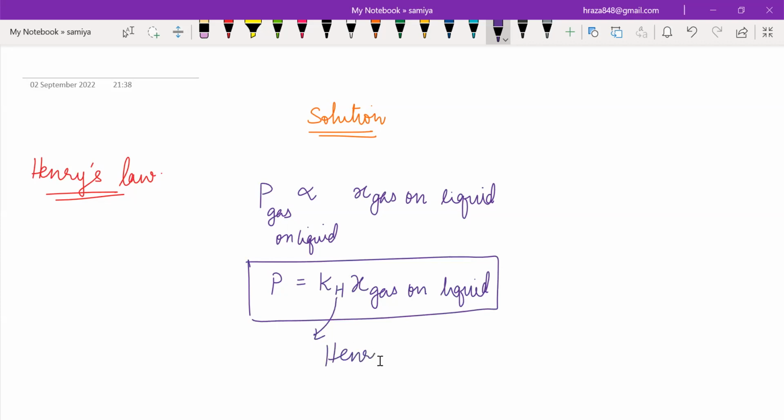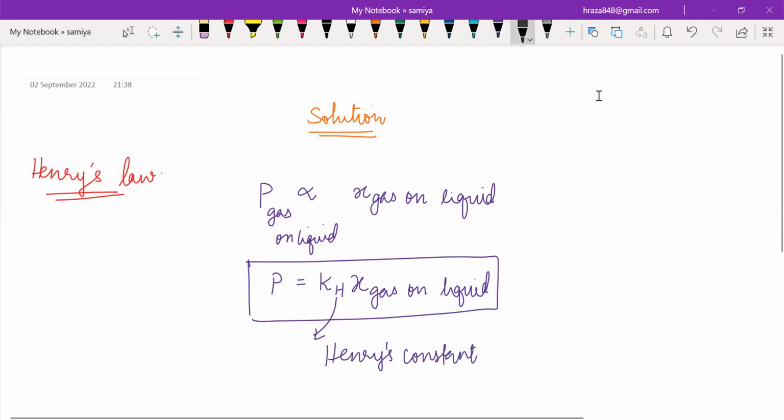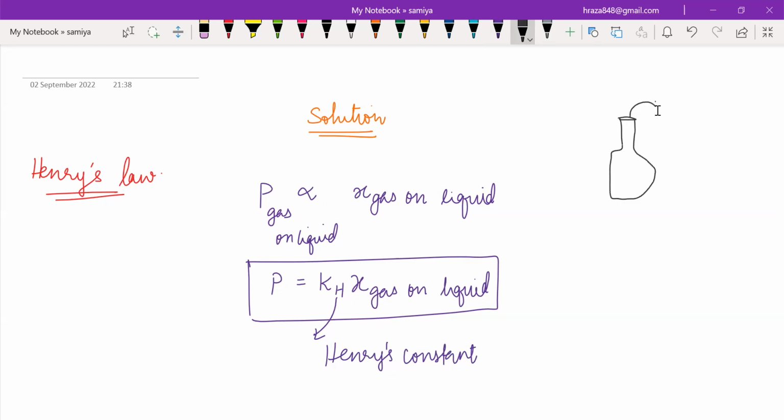This is Henry's constant. Now see, what I want to tell you is that you have seen a bottle of cold drink in which, when we open the bottle, there is some gas. This is liquid and there is gas filled. Now this gas is applying some pressure on this liquid. This partial pressure of gas applied on the liquid will be directly proportional to the mole fraction of gas. To remove this proportionality sign, we have Kh, that is Henry's constant. Are you getting my point?